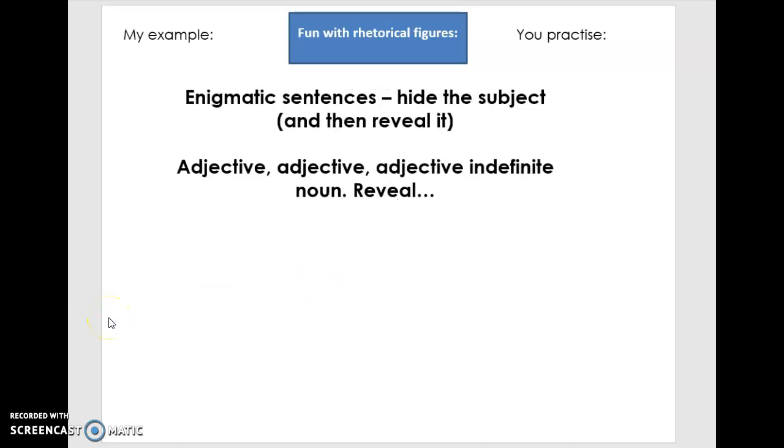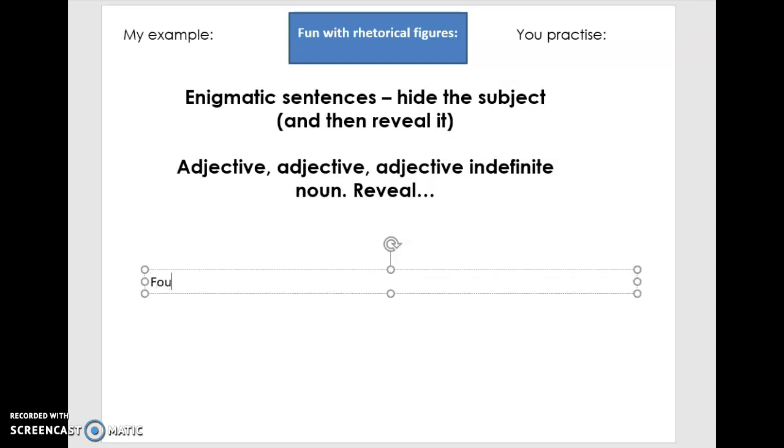Okay, the other thing I think can be quite nice is what we call enigmatic sentences. Now, enigmatic basically just means a mystery. So sometimes when we write a sentence, if we withhold the subject of the sentence, what the sentence is actually about, until the end, it can be quite intriguing.